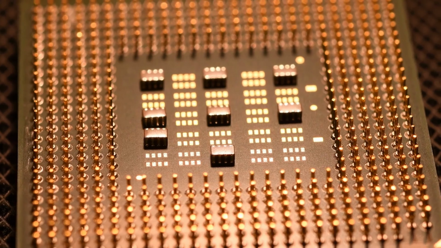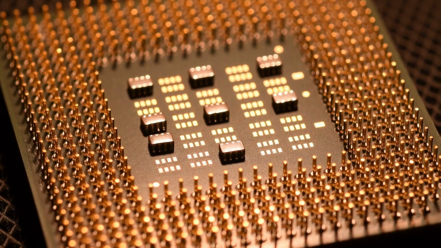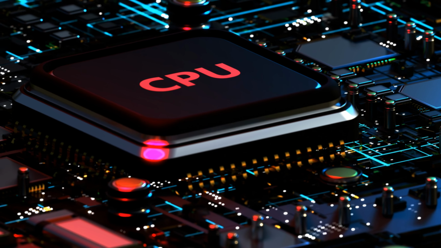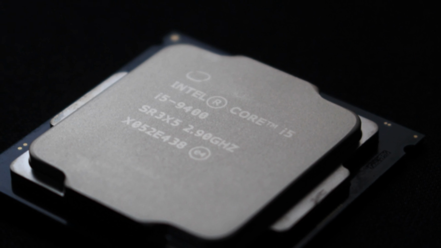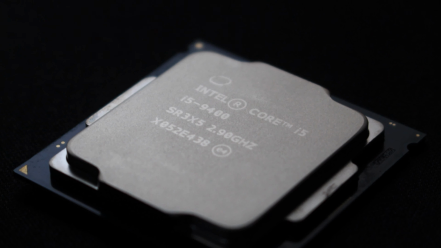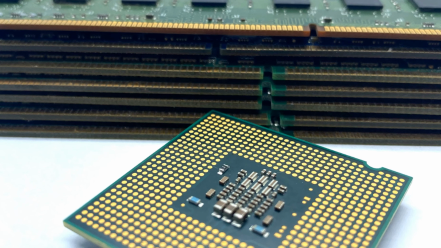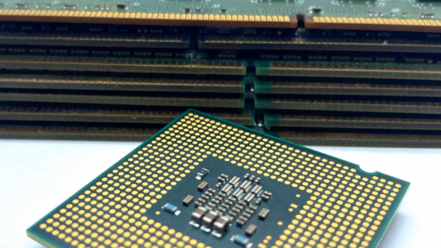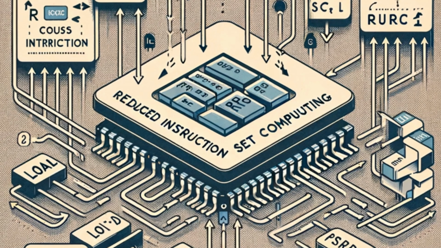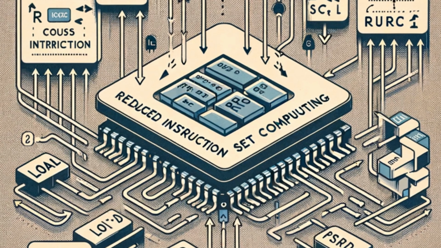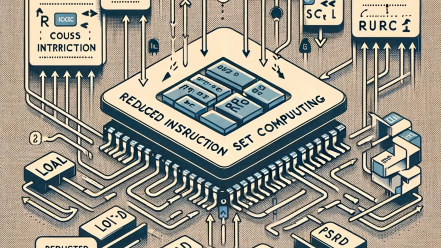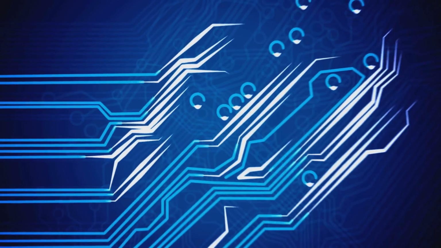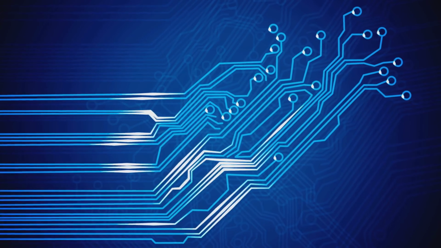At the heart of the M4 lies a fundamental design philosophy, RISC, or Reduced Instruction Set Computing. Unlike its CISC counterparts that boast complex instructions, RISC architecture keeps things streamlined with a smaller set of simpler instructions. Think of it like this. Instead of having one complex tool that tries to do everything, you have a set of specialized tools, each optimized for a specific task. This simplicity allows the M4 to execute instructions with incredible speed and efficiency.